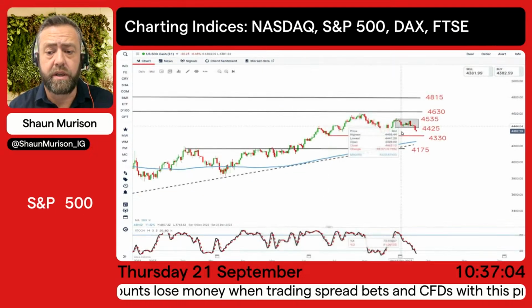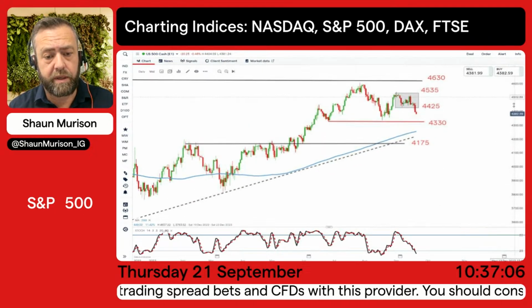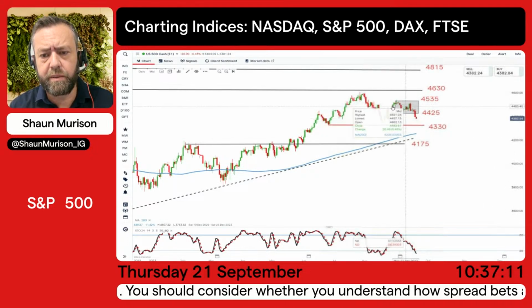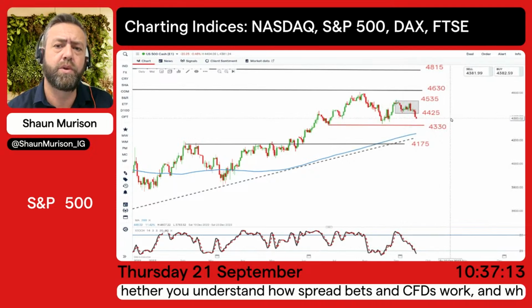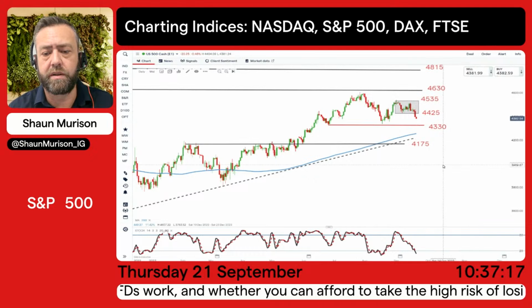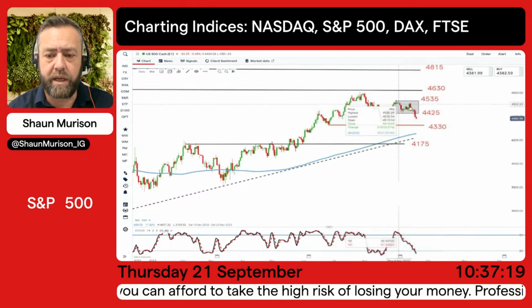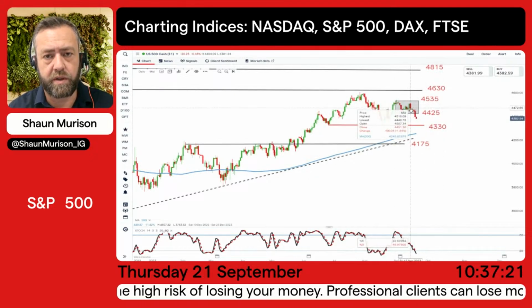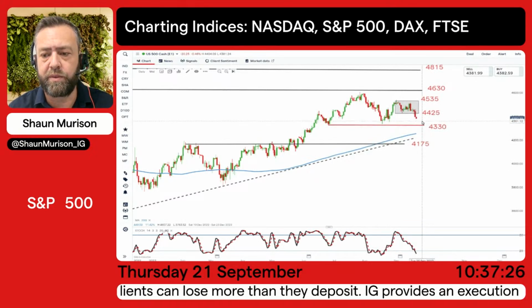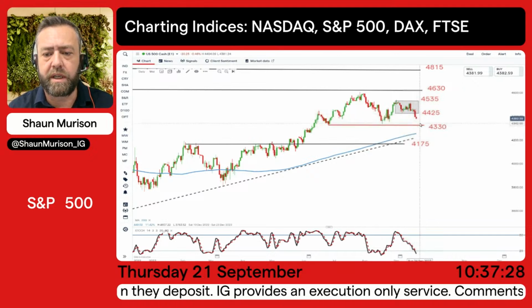Looking at the S&P 500, a similar picture. Obviously, a lot of the same stocks are weighted in both indices. We had this little bit of consolidation here between 4425 and 4535. The longer-term trend is still considered up, but we have had a downside break from the short-term consolidation. It is targeting a move back to about 4330. If you're being a bit more conservative, maybe 4350 odd on that downside.